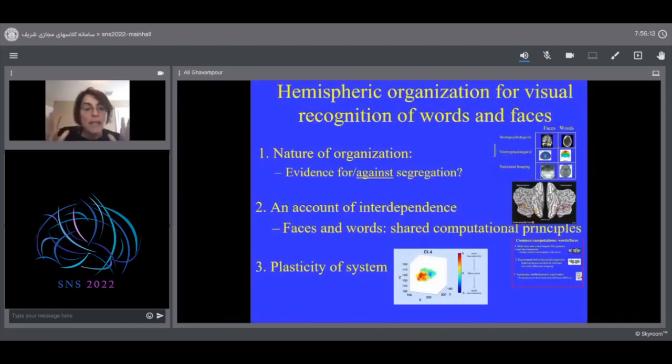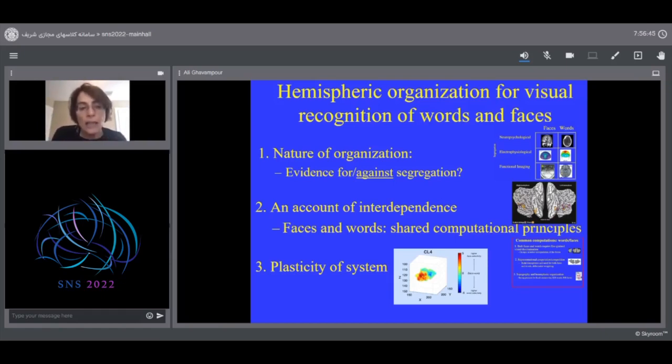Okay, so let me sum up what I've told you. The goal here has been to uncover the topography or the hemispheric organization of the cortical extrastriate region in humans, specifically in the service of complex pattern recognition for words and for faces. I started off by showing you a lot of evidence which has supported the idea that face and word recognition are lateralized and entirely segregated.